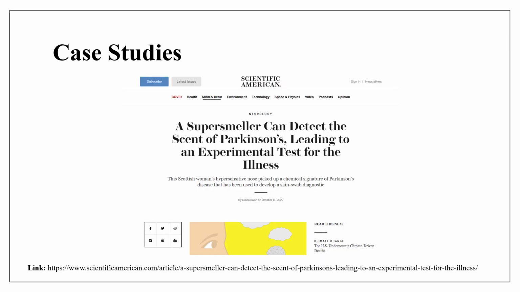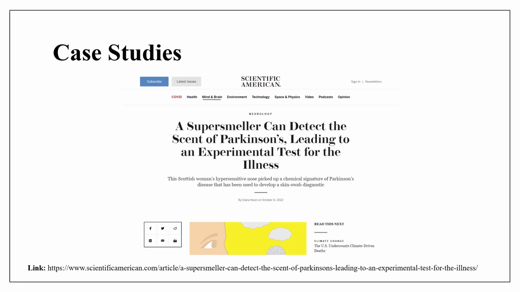This is another example that I find extremely interesting. You have the link there if you want to read the full article. But in this case, we have a woman who can smell the onset of Parkinson's disease. And it started because she started noticing a smell on her partner. And she was kind of like, you smell nasty. You smell so bad. Like, what is that smell? And eventually, her husband ended up getting diagnosed with Parkinson's.